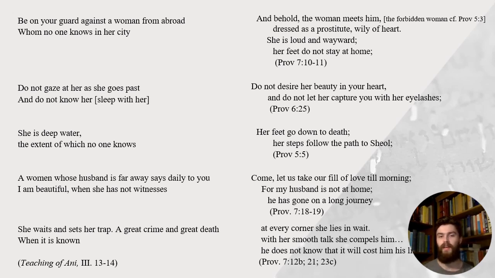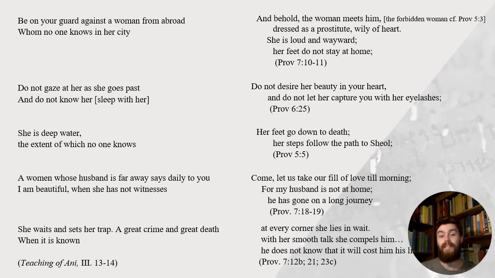no witnesses. This is very similar to Proverbs 7:18-19. She says, come, let us take our fill of love till morning, for my husband is not at home. He has gone on a long journey. This idea of the absence of the husband and the adultery of the foreign woman or the strange woman. Finally, it says, she waits and sets her trap, a great crime and great death when it is known. And this is very similar to the conclusions of Proverbs 7.